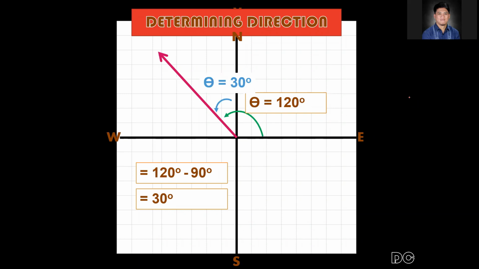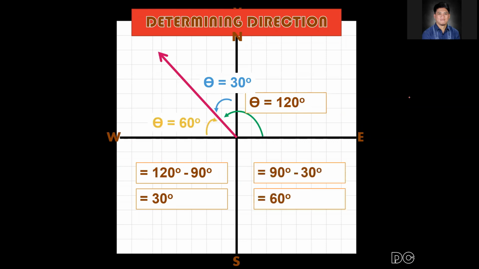And sabi ko kanina, our angle should start from the x-axis. So since this 30 degree started from the y-axis, ililipat natin siya dito sa baba, which started from the west. So paano natin siya ililipat? So since north to west is equal to 90 degree, therefore, we will subtract the angle that is equivalent to 30 degree from 90 degree, and that is 60 degree.